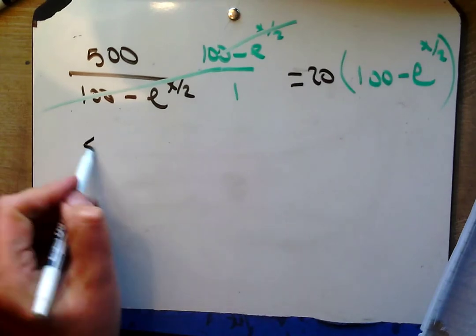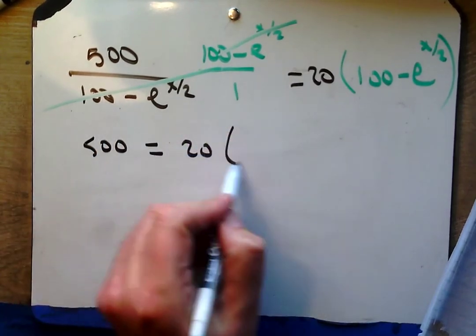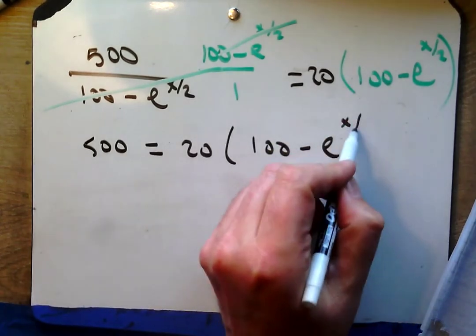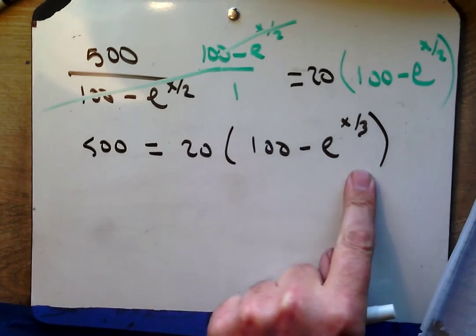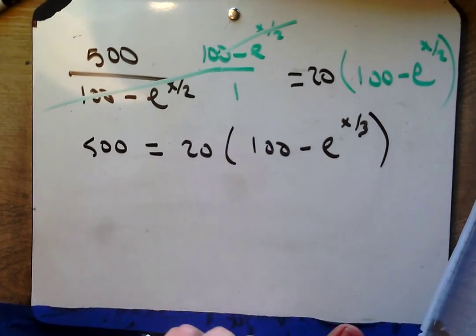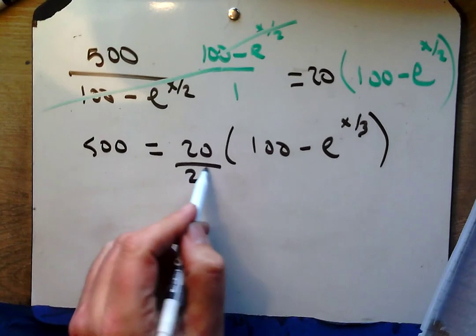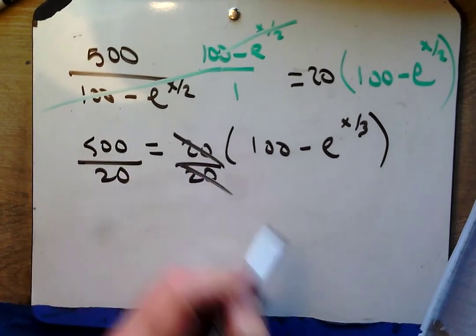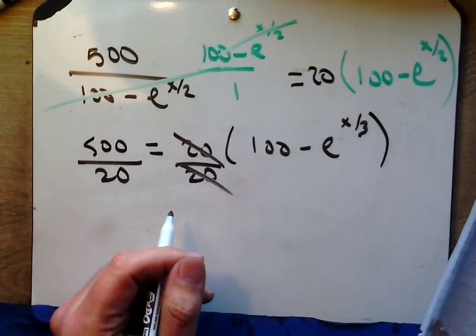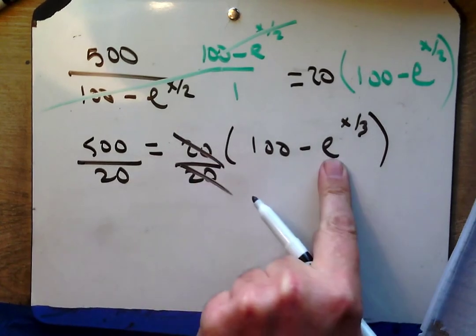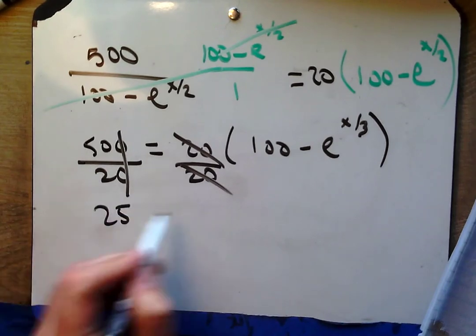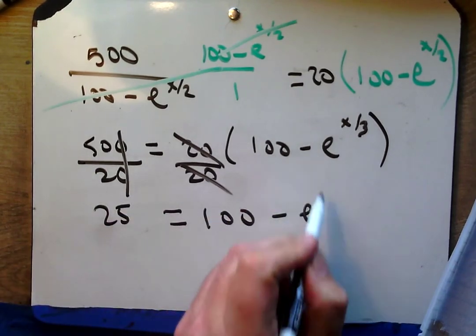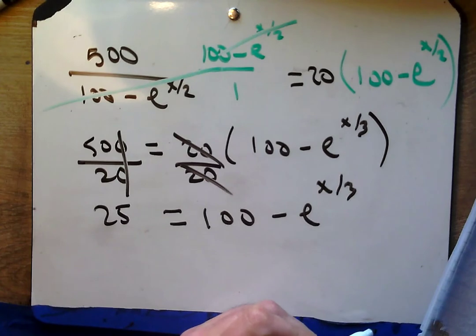So now I'm looking at 500 equals 20 times 100 minus e to the x over 3. Nice. Many students now distribute. I do not distribute. I resist that temptation, and I divide, because that's going to make all the numbers smaller rather than making some stuff bigger and more complicated. So I end up with 25 equals 100 minus e to the x over 3. Is it 3 or 2? Oh.